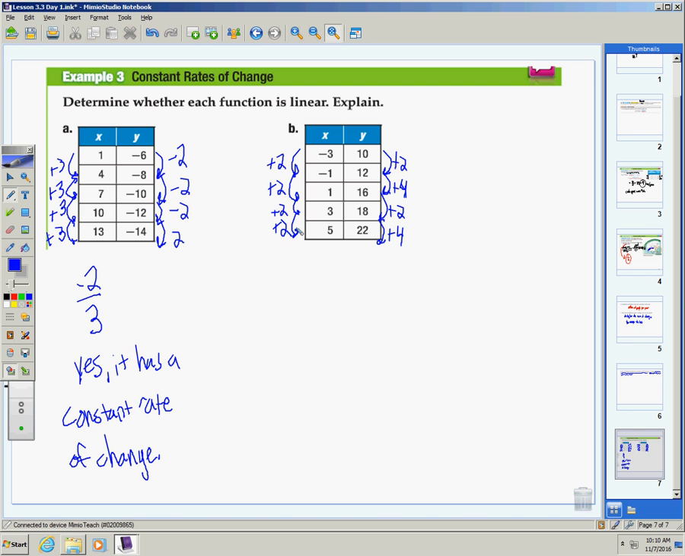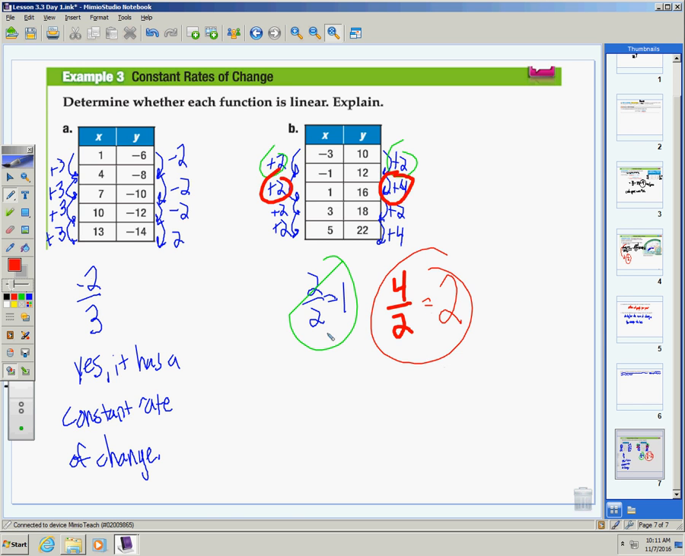If I look between my first 2 points, my rate of change would be 2 over 2 or 1. But then if I look at these second 2, my change in y is 4, my change in x is 2, which means my rate of change would be 2, and these are not the same, which means it must not be linear. So we could say, no, it's not linear. Why is it not linear? It does not have a constant rate of change.